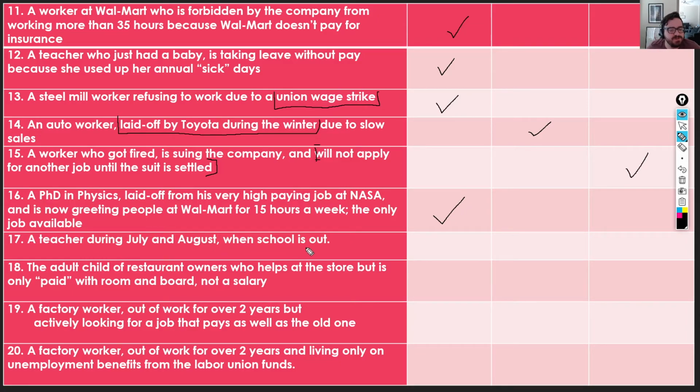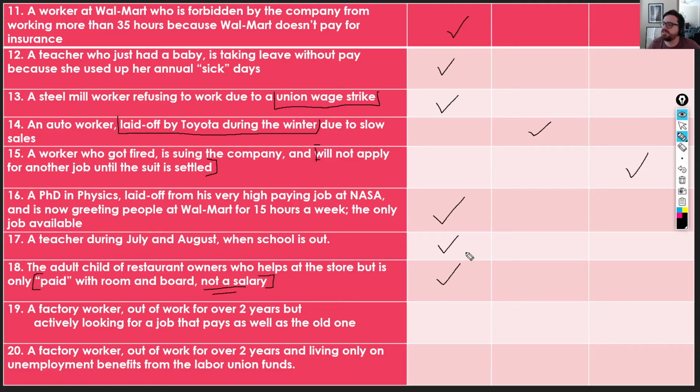Teacher during the line in August when school is out. Still have a job, guys. I'm not seasonally unemployed. I still have a job. It's just time off for me. 18, the adult child of restaurant owners who helps at the store but is only paid with room and board, not a salary. You're like, but they're not getting paid a salary, so they're not employed. Nope.